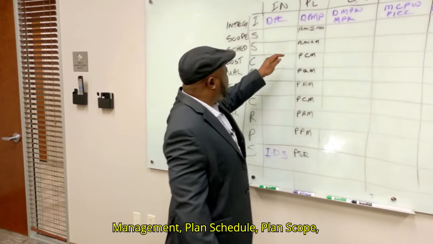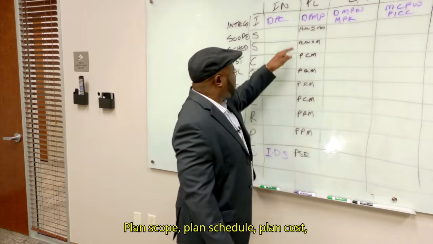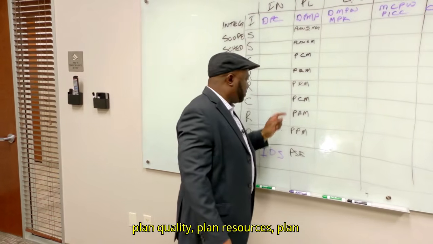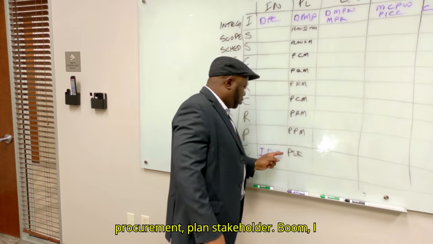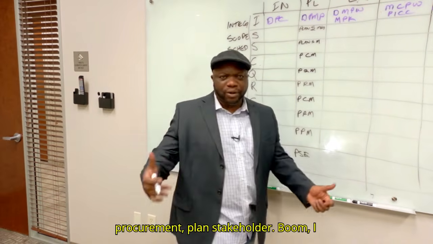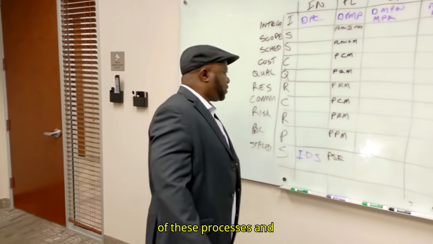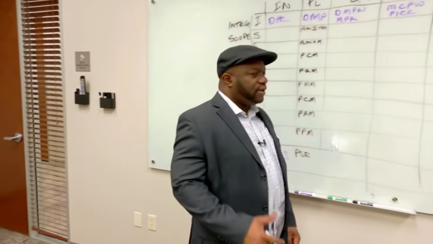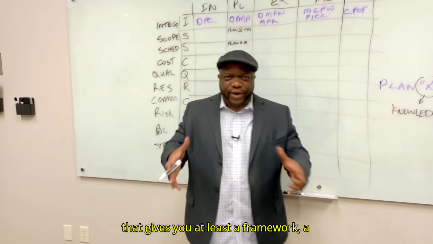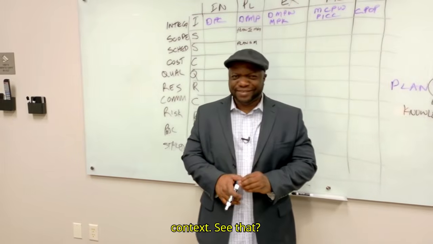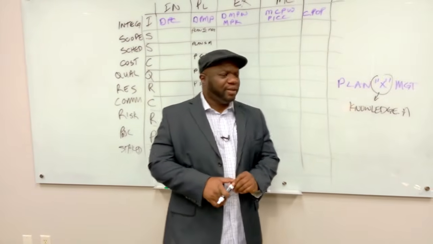Plan X management: plan schedule, plan scope, plan cost, plan quality, plan resources, plan communications, plan risk, plan procurement, plan stakeholder. Boom, I just showed you a flurry of these processes, and that gives you at least a framework, a shell for you to put everything else in context. See that?